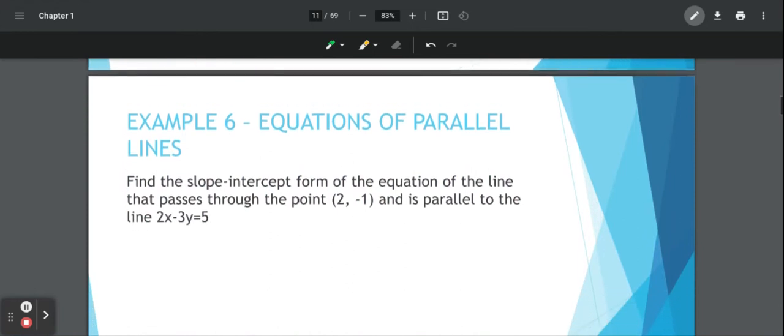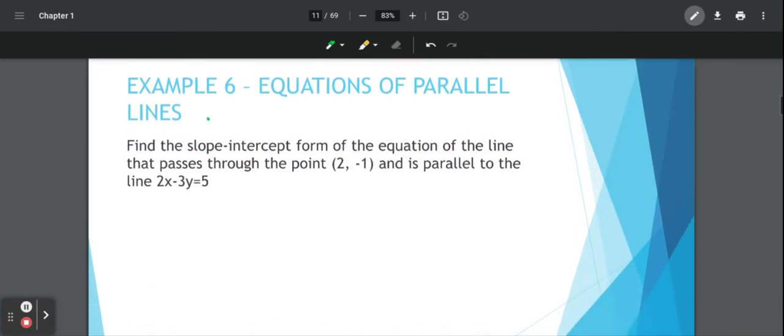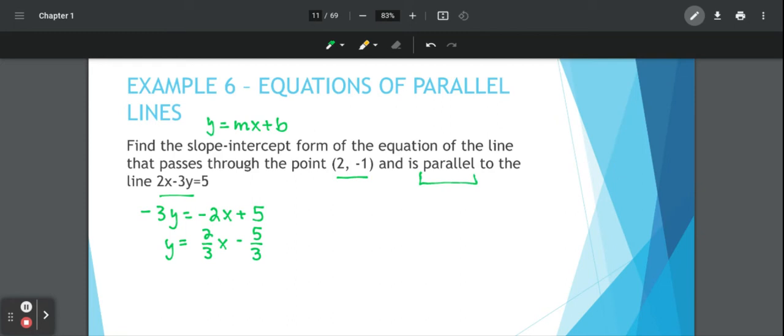So for this next example, it says find the slope-intercept form, so that's your y equals mx plus b, of the equation of a line that passes through the point. So they're giving us a point and it's parallel to this line. So if it's parallel, that means it has to have the same slope. So what we first need to do is figure out what is the slope of that line. So let's put it into slope-intercept form. If we divide by 3, we get 2/3 x minus 5/3. So the fact that it's parallel means if this slope is 2/3, the line we're dealing with is also going to have a slope of 2/3.